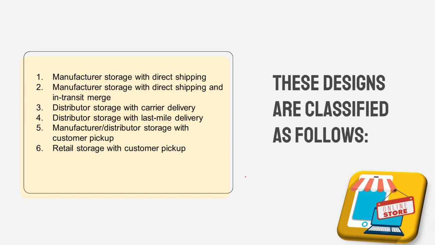So number 2, manufacturer, storage with direct shipping and in-transit merge. So si in-transit merge naman kasi, it combines the pieces of the order coming from different locations so that the customer gets a single delivery. Okay? So ibig sabihin, for example, ikaw may order ka. Okay? So for example, may order ka na laptop. So when a customer orders a PC from Dell along with Sony monitor, the package carrier picks up the PC from Dell factory and the monitor from the Sony factory.